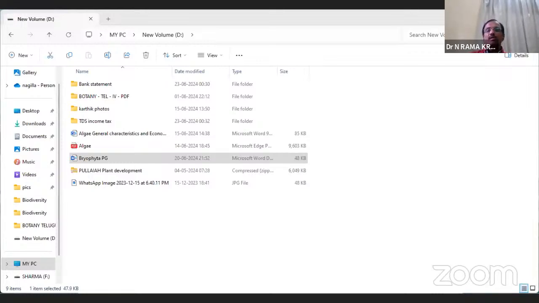Dorsal side and ventral side. The dorsal side is very smooth. Midrib is absent. There are no air pores. Tuberculate rhizoids are absent. The smooth rhizoids are present in this one.